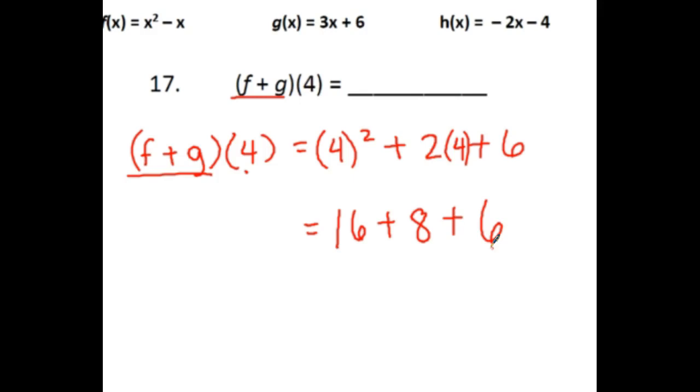And so we're going to add those all together for a total of 30. This doesn't have any x's in the answer because we have put in the number 4 in place of the x's.